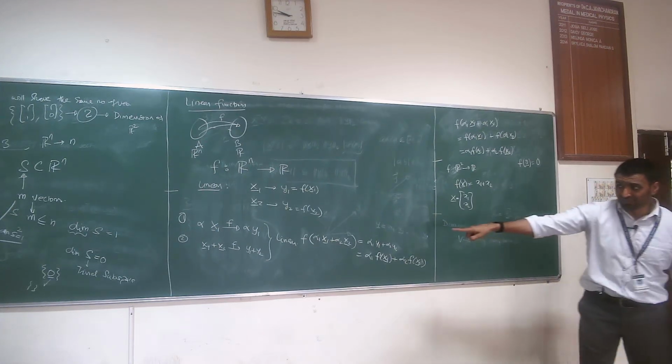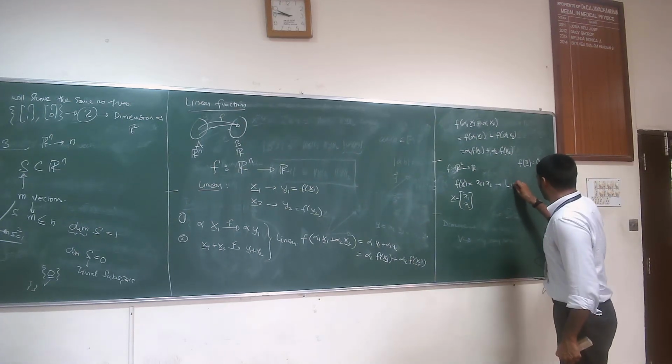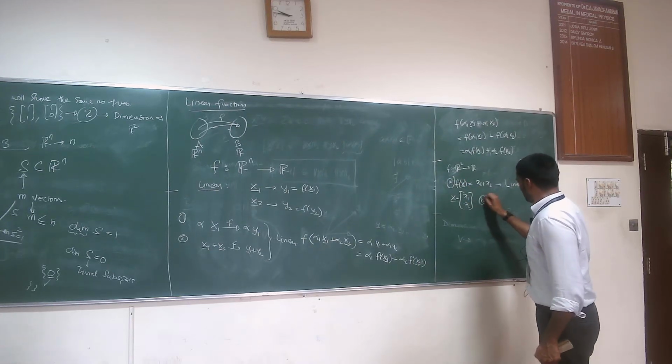Okay, and then you'll have to verify this. You can do that yourself. I won't do it, but you will find that this is linear. What about this? This a, b.